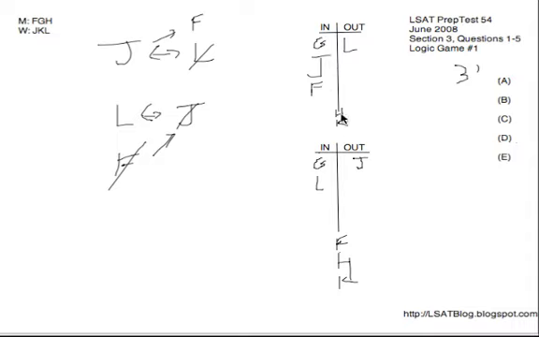Next, number 3, a complete and accurate list of those who could be out when J is in. So when J is in, we could have H and K go out as well as L, which is always out when J is in, so H, K, L works, choice E.